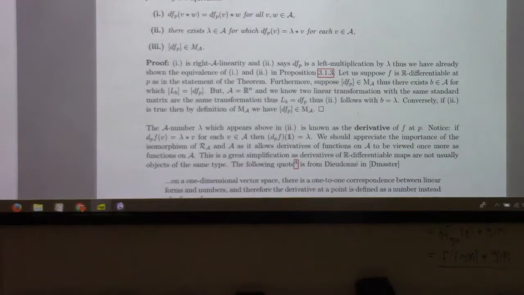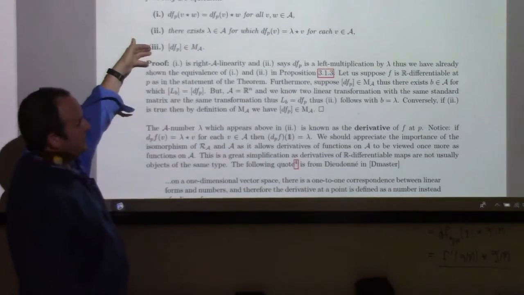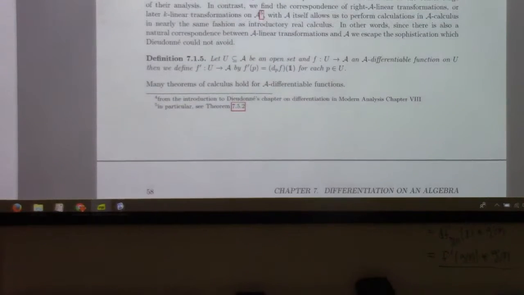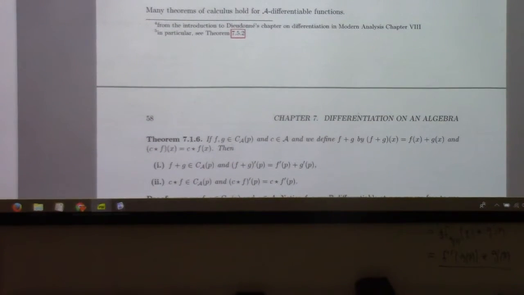I talked about this today, that there's an equivalence between right linearity, left multiplication maps, and the matrix being in the regular representation. We have these three viewpoints. I define the derivative to be equal to the differential at 1.